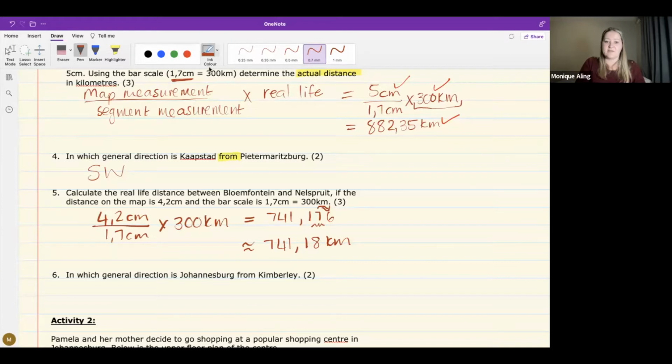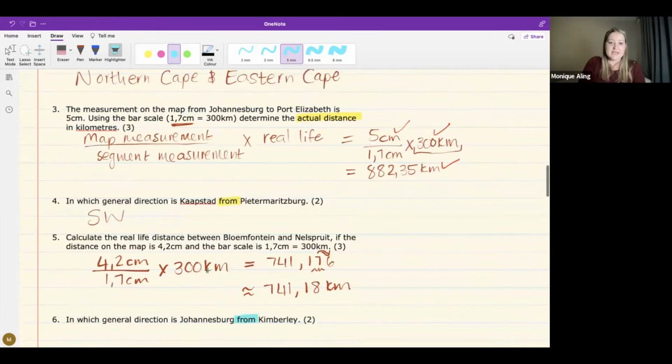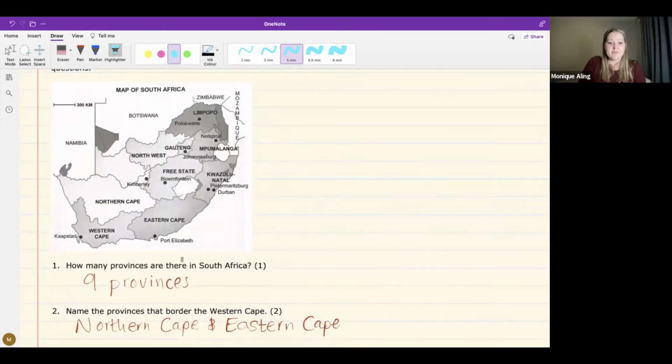Nice, guys. Looks like you all got that. Well done. Okay. Number 6, another general direction question. So in which general direction is Johannesburg from Kimberley? Remember, our keyword is from. So we're starting first from Kimberley. Let's go back to the map. Let's look for Kimberley and Johannesburg. Got Kimberley over here, Johannesburg over there. So in which general direction is Johannesburg from Kimberley?